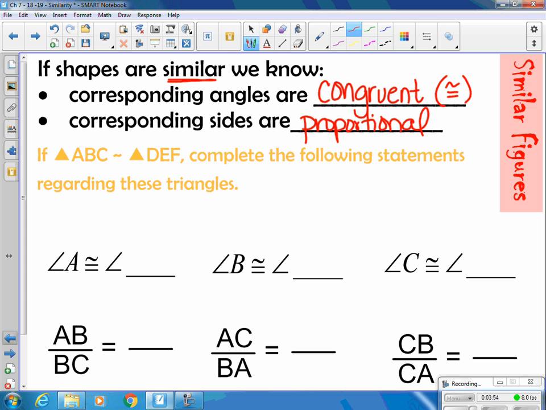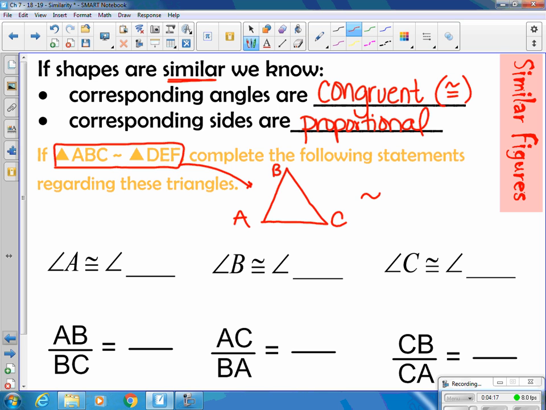So if triangle ABC is similar to triangle DEF, I'm going to tell you to stop, pause, and draw this out. So triangle ABC, it doesn't matter where I put A, B, or C. I just need to make sure they go in a circle. Similar to triangle DEF. Since they're similar, they're not going to be equal in size. So I'm going to maybe make this one a little smaller. You could make it bigger. They just can't be equal to each other.